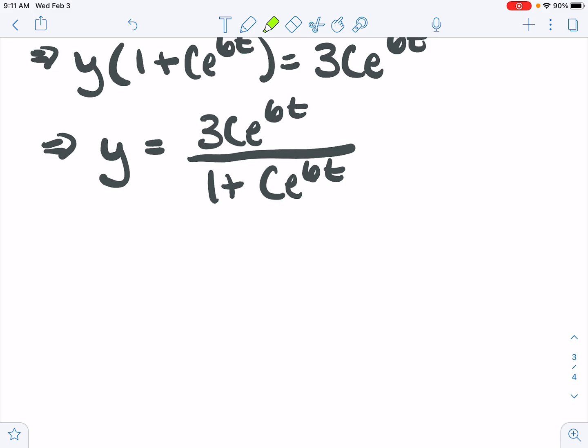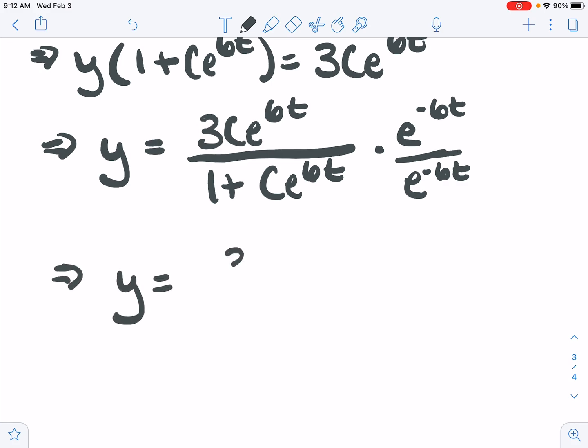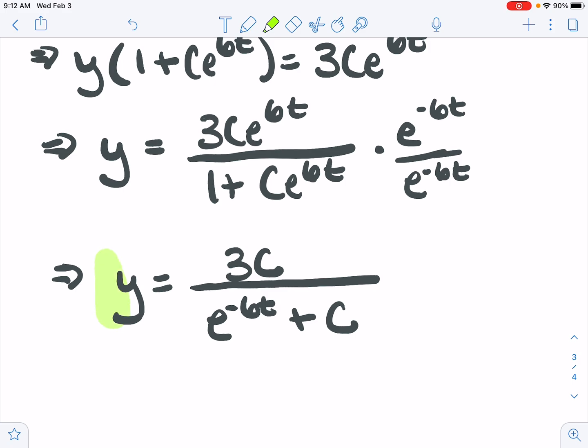There is one thing that sometimes textbooks like to do, or just people in general. You can multiply the numerator and the denominator by e to the minus 6t. And if you do that, you get y equals 3C over (e to the minus 6t plus C). And sometimes that's a preferred way because there's only one exponential in the answer instead of two. But they're equivalent functions. Plots, of course, look the same. Evaluate them, they're the same. So they're totally equivalent. It's just a matter of preference at that point.